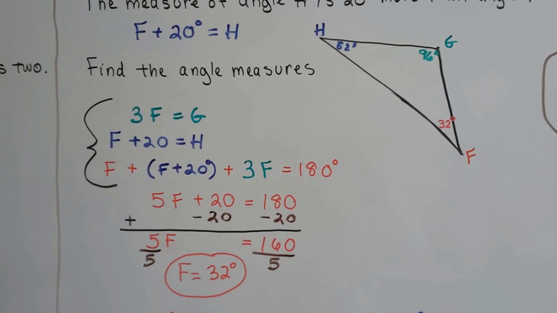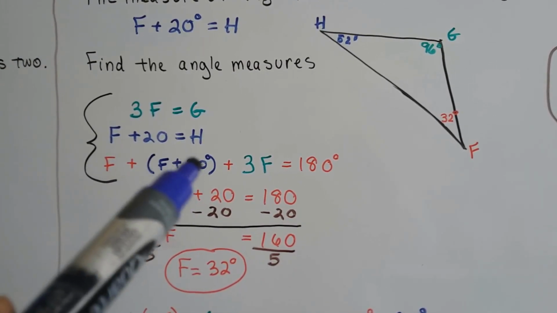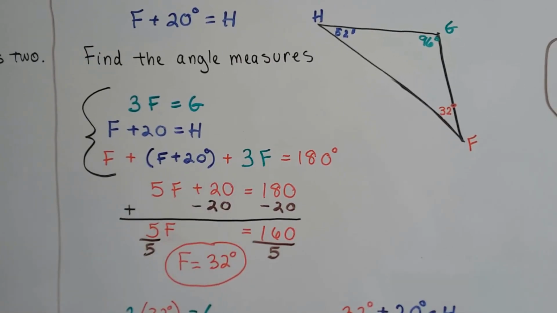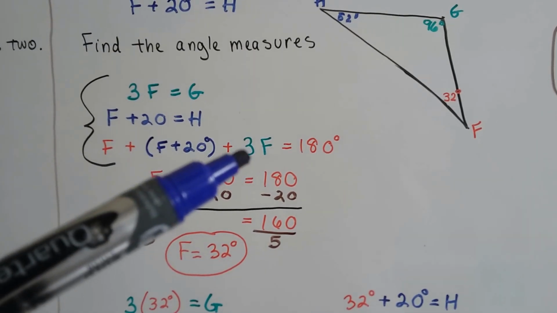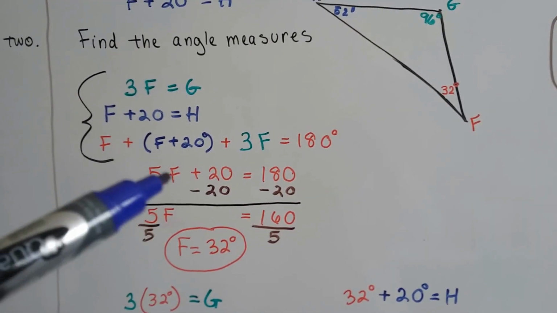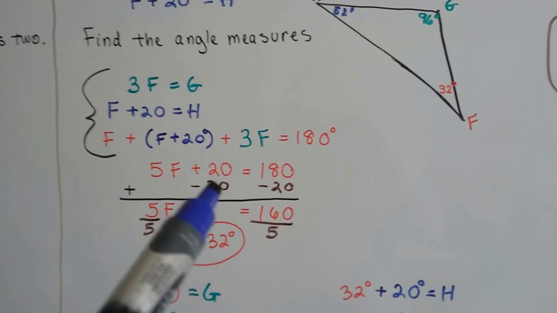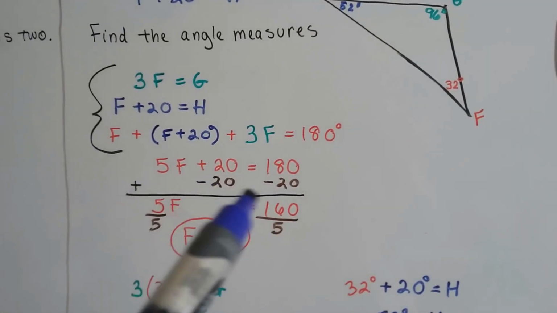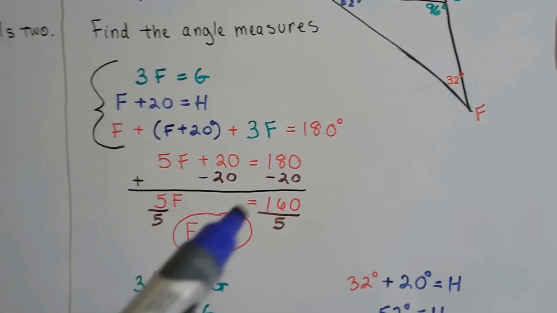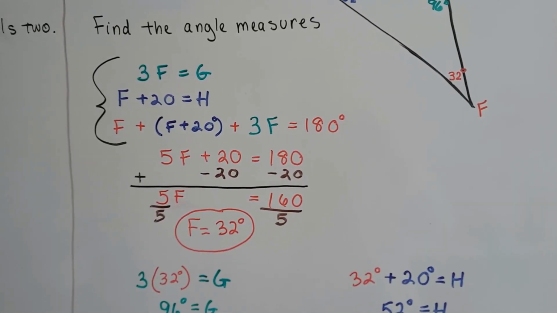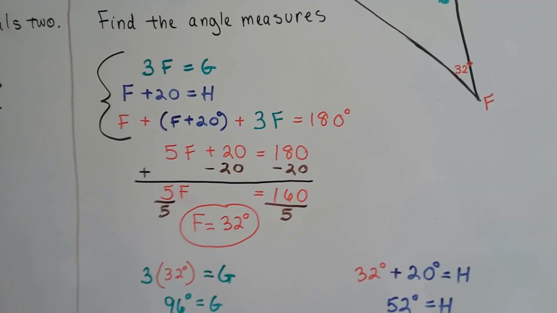It all equals 180. So now we have F, we have H, we have G, and we can combine all the F's. We have 1, 2, 3, 4, 5 F's. So 5F plus 20 equals 180 degrees. We add a negative 20 to each side. We create a zero pair here from additive inverses, and we get 5F equals 160 degrees. We divide each side by the coefficient 5, and we get that F is 32 degrees.